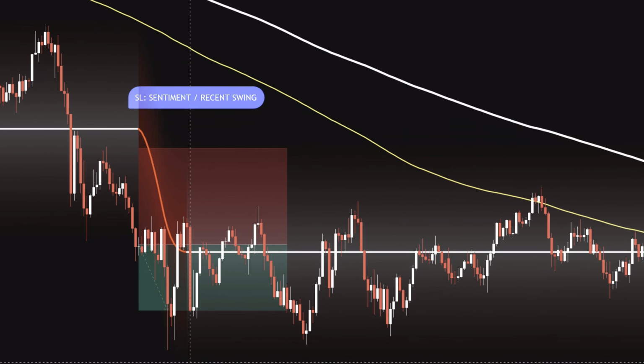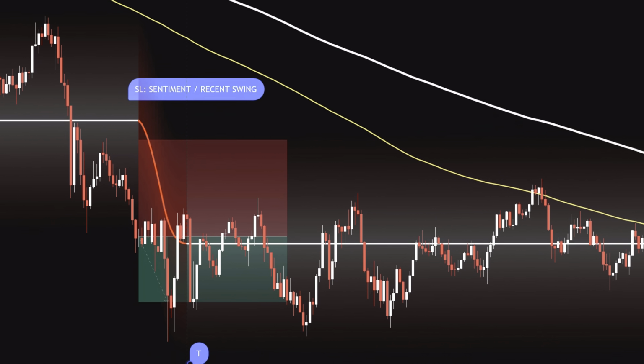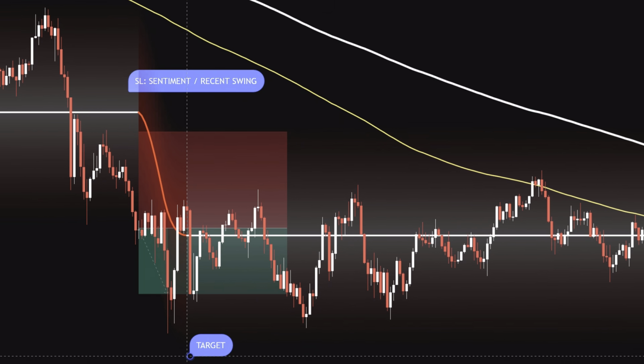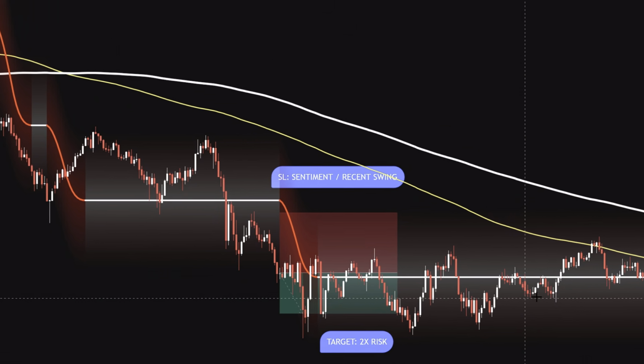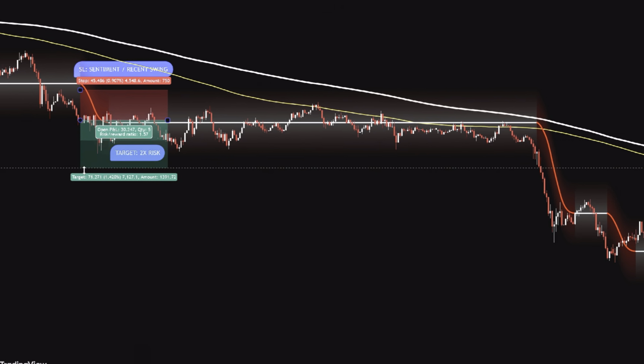Your take profit is set at 2x your risk. That's a 1 to 2 risk to reward ratio, and over time, that's what keeps your account growing even when you're only right 50% of the time.